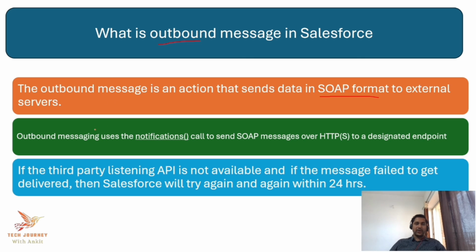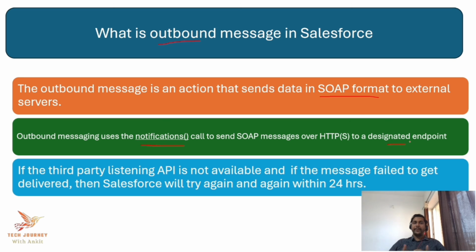Next point here is outbound messaging uses the notification call. This is the method that will be called to send the SOAP messages to the designated endpoint. Outbound messaging uses the notification call to send the SOAP messages to the designated endpoint.